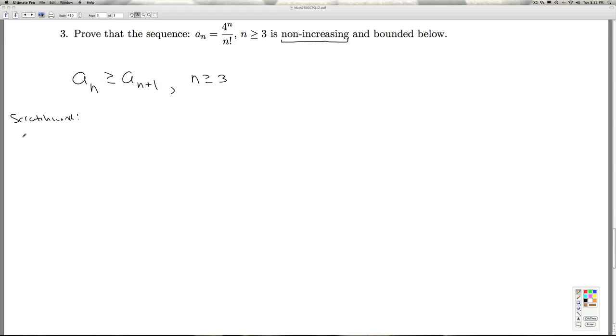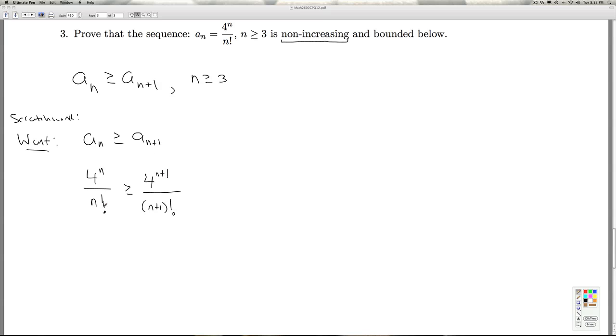So what I want is I want a_n to be bigger than or equal to a_{n+1}. a_n is 4 to the n over n factorial. And I want that to be bigger than or equal to a_{n+1}. So everywhere I see an n, I replace it with n plus 1. That's what I want. And so I'm going to work through and see if I can get this to work.